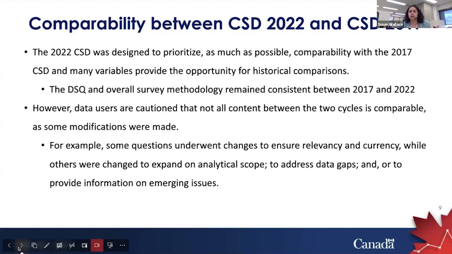So if you are wanting to do historical comparability or request data that allows you to do historical comparability, you need to ensure that the concepts that you are trying to compare align between the two survey cycles.